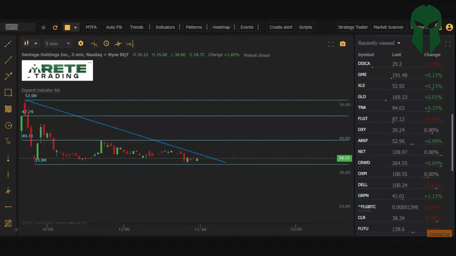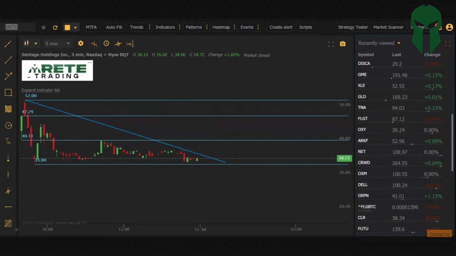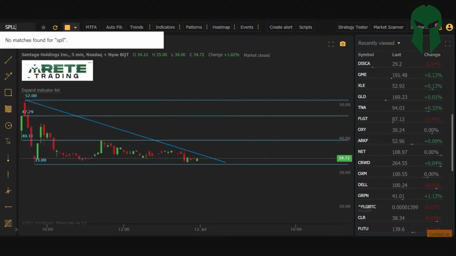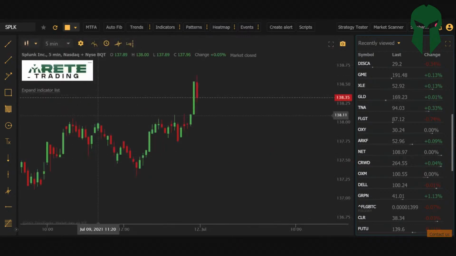So, let's just see there. Yep. So SPLK. And this rule with the dot, I don't know if I'll have that one or not with the dot. I'll have to take a look. SPLK. Come on. There we go. Splunk.